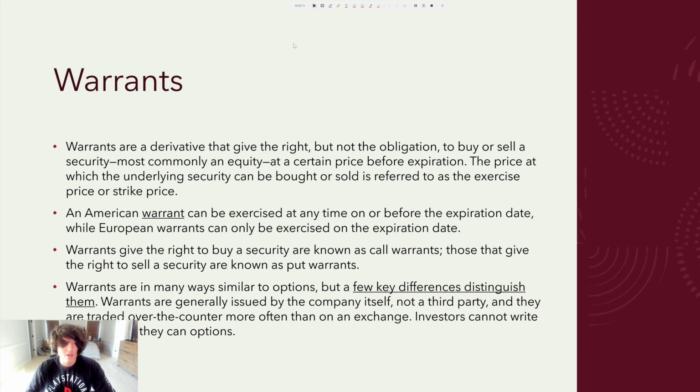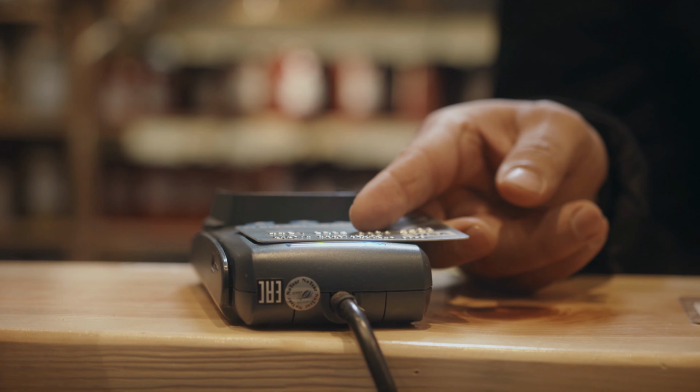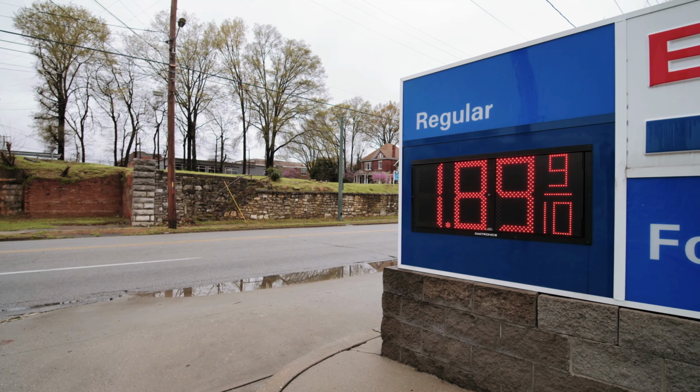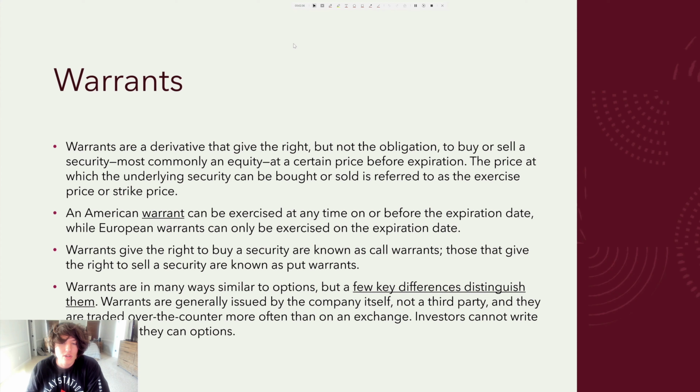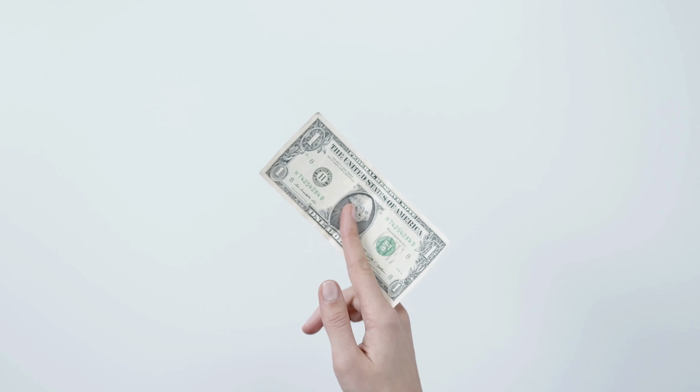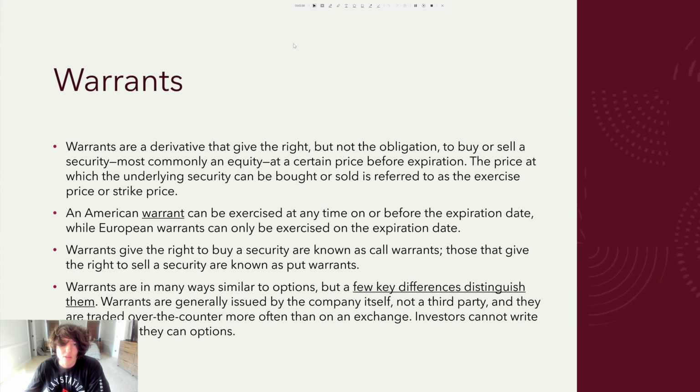Another thing you need to be familiar with in stocks are things such as warrants, and warrants are a derivative. All a derivative means is it tracks the underlying, it's not the actual thing. So warrants are a derivative that give the right but not the obligation to buy or sell a security, most commonly in equity, at a certain price before expiration. The price at which the underlying security can be bought or sold is referred to as the exercise price or the strike price. And warrants on companies are something you really have to think about when you're buying and selling a stock or you're holding a stock. And some strategies are around buying a stock and selling the warrants, or selling the stock and buying the warrants.